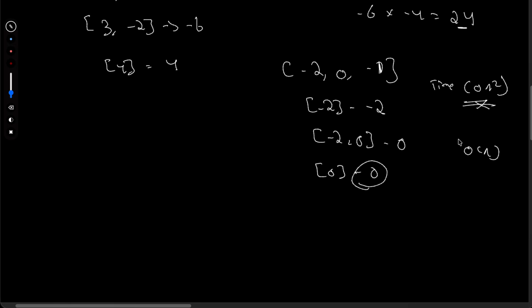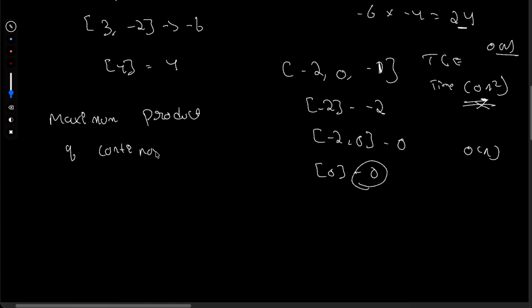We cannot use brute force because it takes big O of n square time. If the array size is large, it becomes too slow and in many cases gives TLE. So we need a big O of n solution. Just remember the problem: maximum product of a continuous subarray. That's the problem.